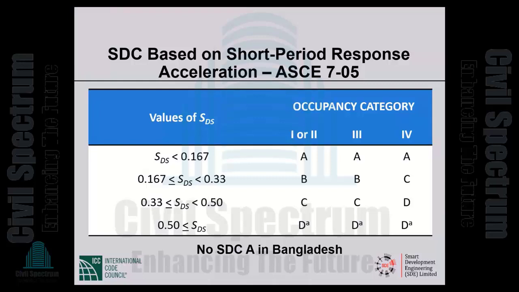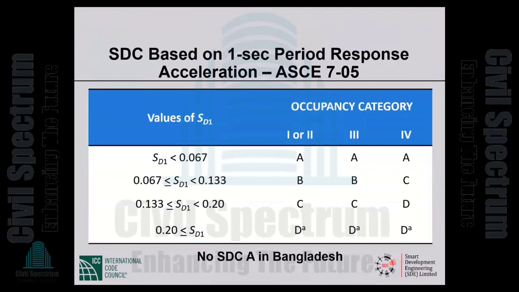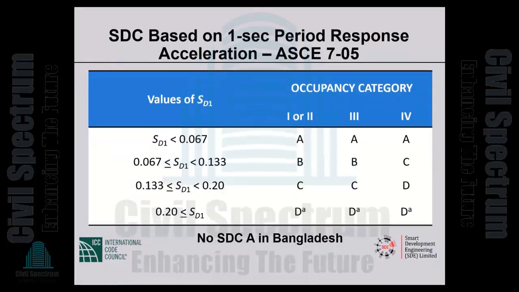Okay. Now, I mentioned there are 4 design categories in the table: A, B, C, D. There is no design category A in Bangladesh because there is no ground motion. Even in the lowest seismic zone, the S sub DS value is larger than 1.67 and the S sub D1 value is larger than 0.67. No design category A in Bangladesh.